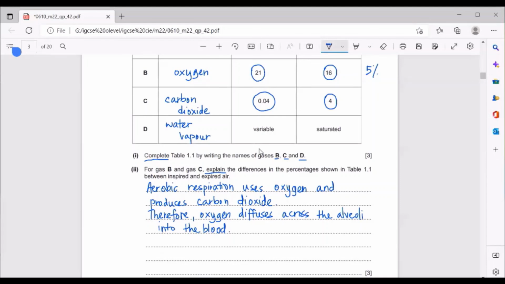Now, on the other hand, what happens to carbon dioxide at the gas exchange surface? Carbon dioxide diffuses across the alveoli out of the blood. In other words, carbon dioxide diffuses from the blood into the alveoli, and therefore, eventually, this carbon dioxide will be expired. So, that's how you answer this question.